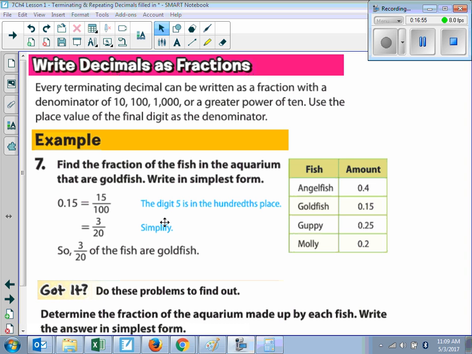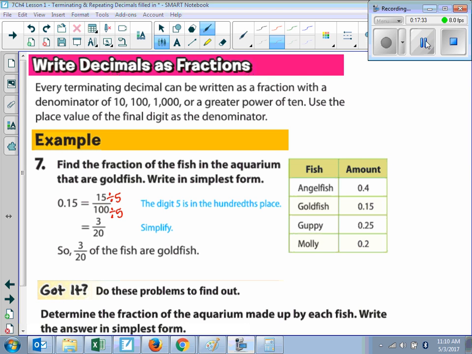So here, for goldfish, it's 0.15. If I read that correctly, it's 15 hundredths, right? So to write that as a fraction, you write it 15 over 100. And then, of course, you can simplify by dividing by 5, right? You're going to divide the numerator and the denominator by 5, and you'll end up with 3/20. So this one is the read it, write it, simplify it.